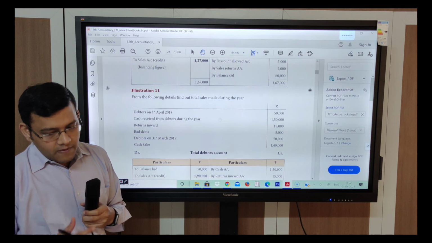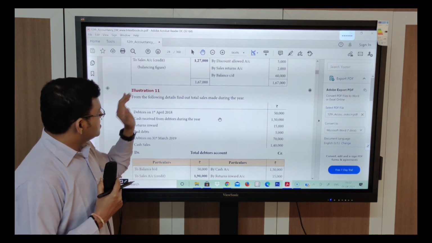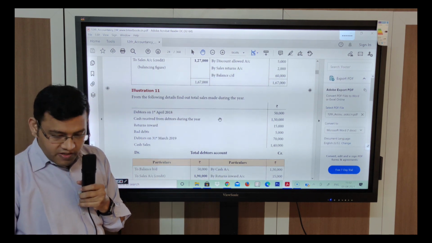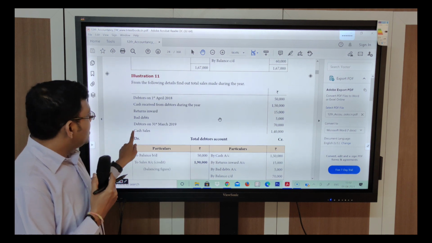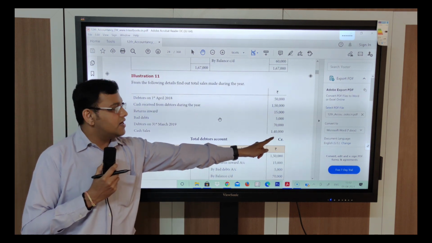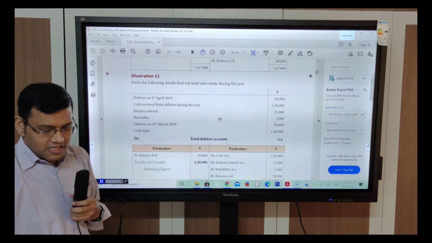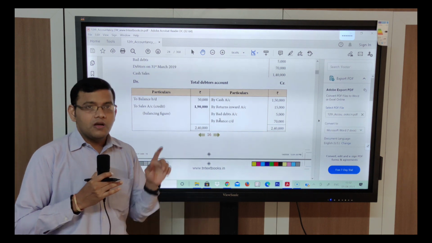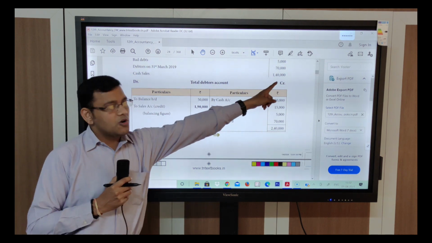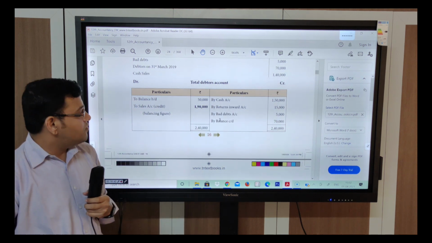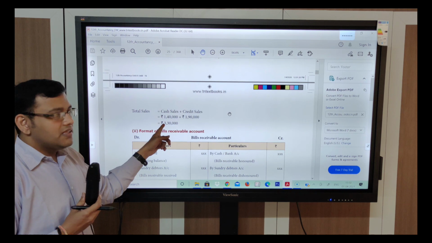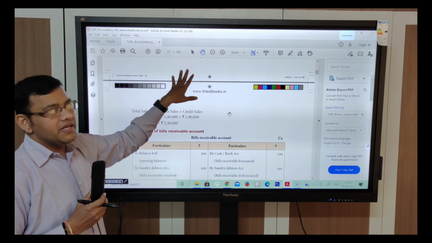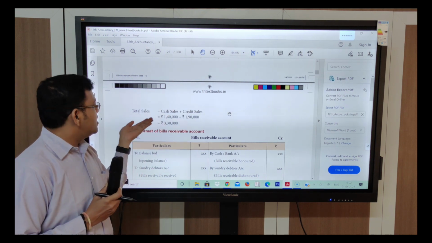In the same way, the next illustration is total sales. The question is the same as the previous one, except that they have asked for total sales and not credit sales. So it is very important to read the question properly. If you see over here, they have mentioned cash sales of 1,40,000. If you apply the same method of total debtors account, you will find that your credit sales is 1,90,000, and your cash sales is 1,40,000, and the total of that will be your total sales, which is 3,30,000. If you don't write this, then you will not be given any score. So you should work out the complete debtors account, then add the cash sales, and you will arrive at the total sales.